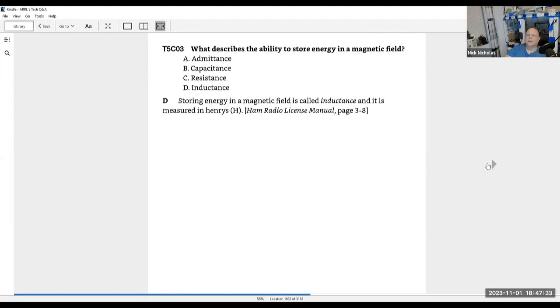What describes the ability to store energy in an electromagnetic field? Remember we just said that in an electric field, we're storing in a capacitor. In a coil, in an inductor, we're storing a magnetic field. That is inductance, D. And we're storing energy or current in that field. By the way, inductance is measured in henries. Again, you will usually be dealing with very tiny values of henries.